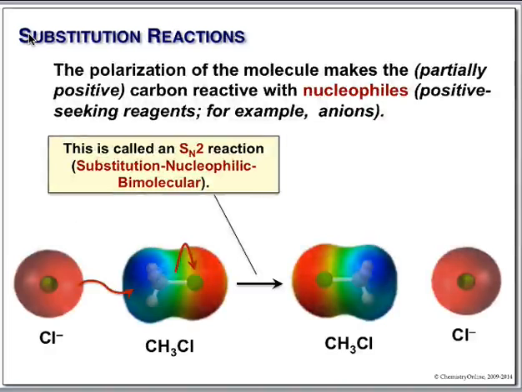We said that this type of substitution reaction was going to be called an Sn2 reaction. That goes for substitution, nucleophilic, bimolecular. Now, substitution makes sense. Nucleophilic, because we have a nucleophile and an electrophile. Bimolecular refers to the kinetics of the reaction. And we'll talk about that in just a moment.